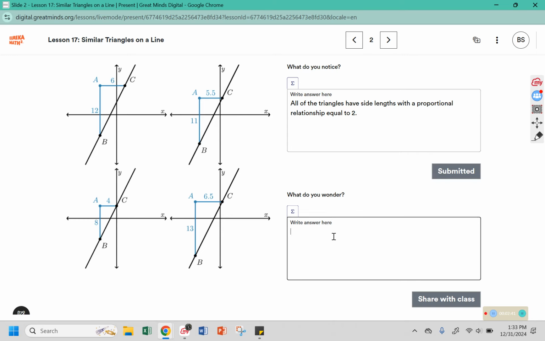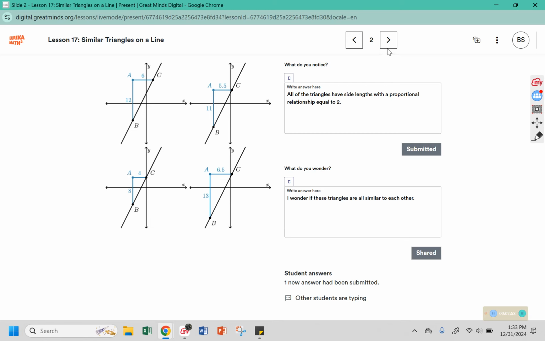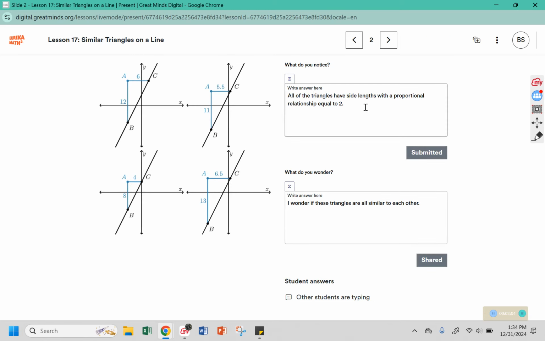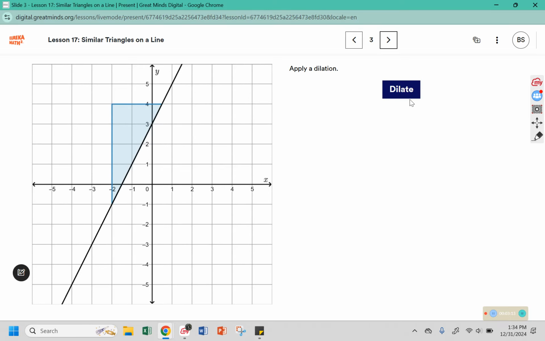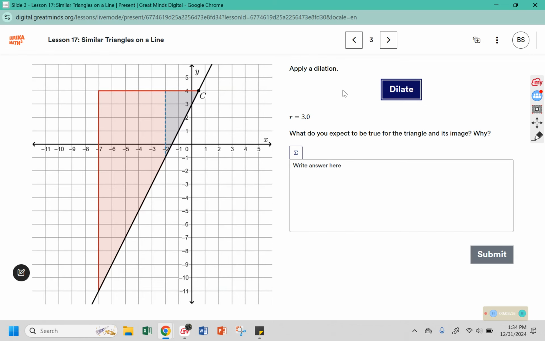What do you wonder? They all have a right angle and side lengths that are proportional. Are they similar to each other? Apply a dilation. What do you expect to be true for the triangle and its image? Why?